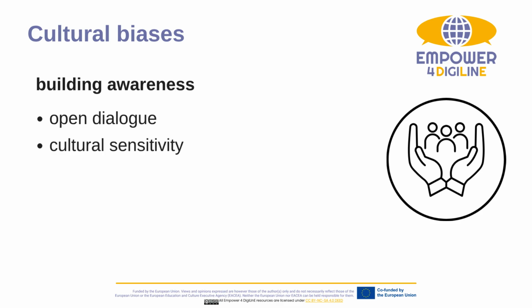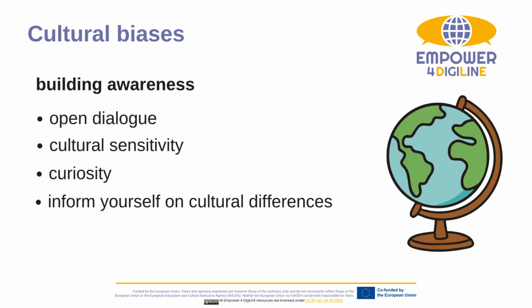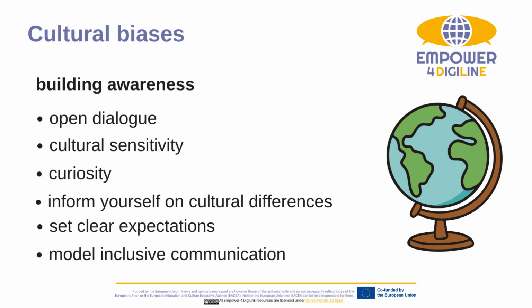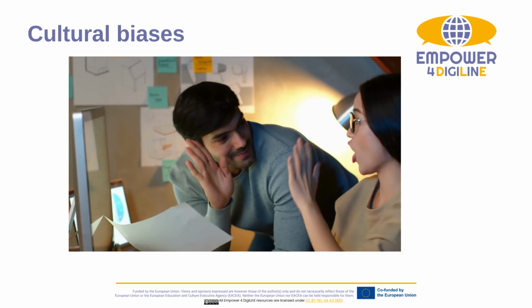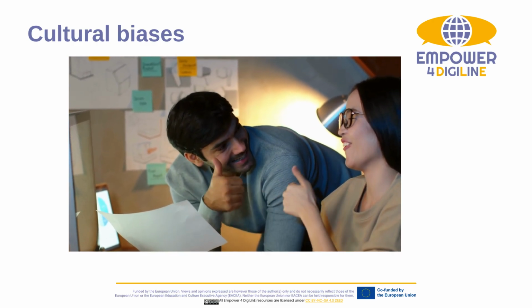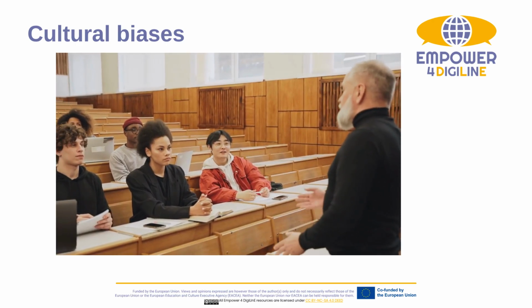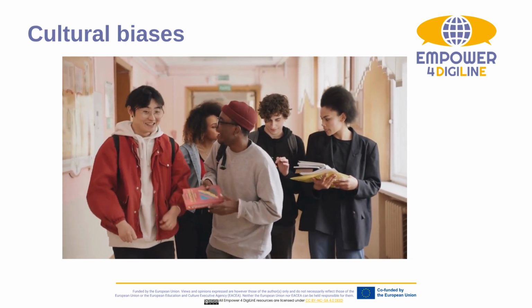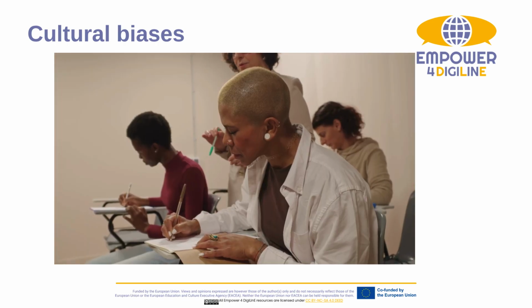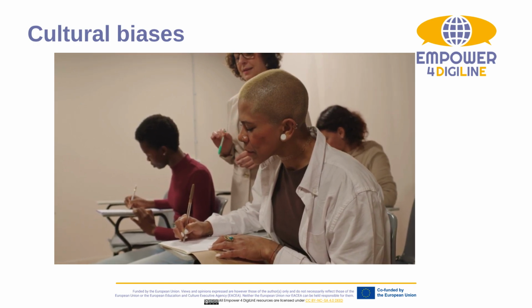Open dialogue, cultural sensitivity, and curiosity are essential. As an educator, you could try to inform yourself about cultural differences and then create a space for open discussions about them. Set clear expectations for classroom behavior that honor diverse norms, and model inclusive communication. Encouraging learners to share their perspectives not only builds mutual respect, but also transforms the classroom into a richer, more collaborative environment. When we create space for mutual learning, not just academic but cultural, we foster deeper understanding, stronger relationships, and more effective education.